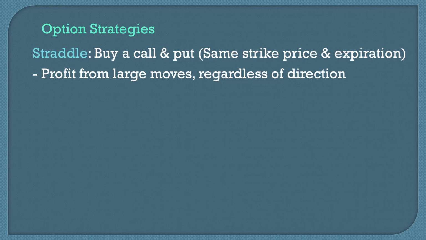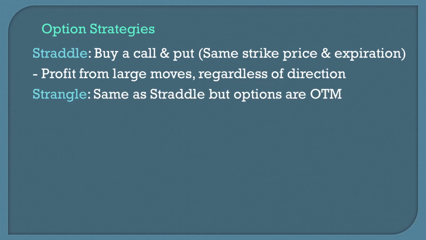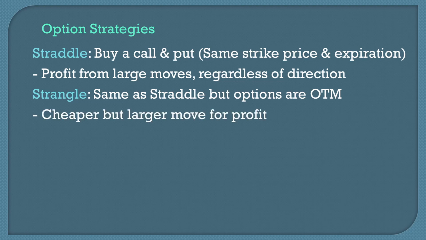Another strategy is called a strangle, which is very similar to a straddle. You also buy one call option and one put option. The difference between a straddle and a strangle is the call and put option you buy are both out of the money. Using Apple as an example again, instead of buying the 150 call and put, in a strangle, you might buy the 145 put and 155 call. And let's say both options might cost you $4 in total for opening them. So a strangle is cheaper to open, but the stock needs to make a larger move for you to be profitable.